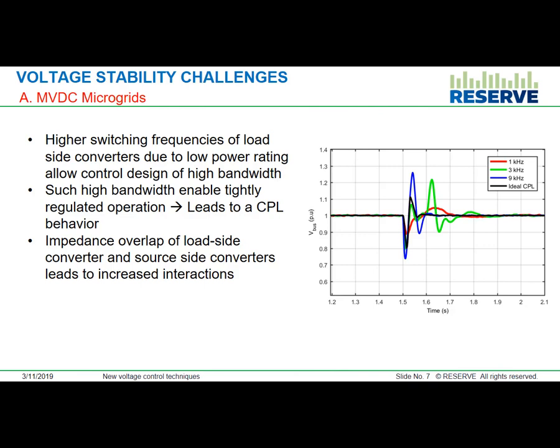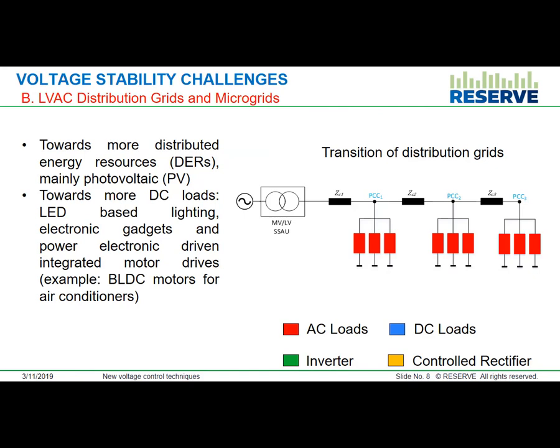To be fair, the bandwidth of the 9 kilohertz load is highly limited, because any further increase completely destabilizes the system. This shows you that as the load side converters are operated at higher switching frequencies, they tend to have higher overlap. The impedance overlap is much higher, and then you have a lot of interactions. So what we learned from the previous example is that impedance overlap is a very important phenomenon in order to understand power electronic interactions.